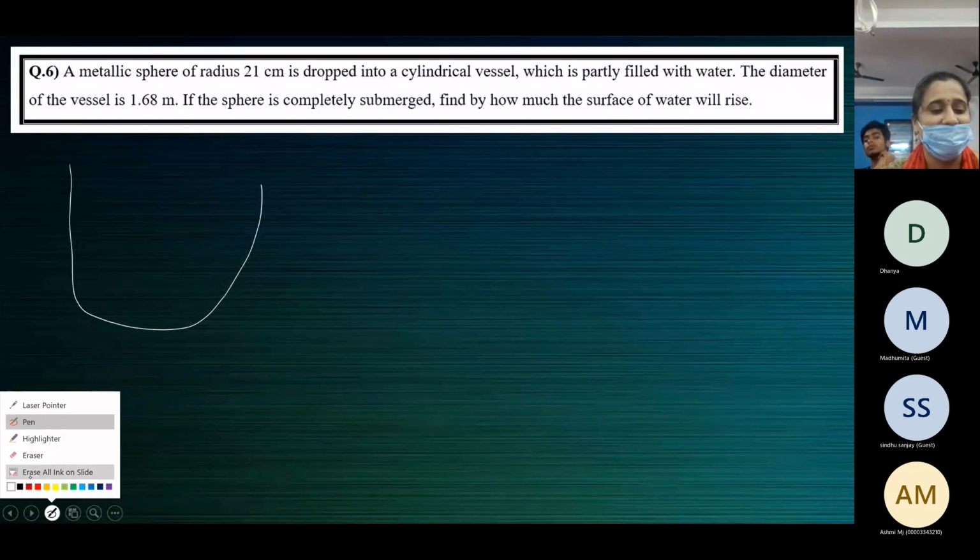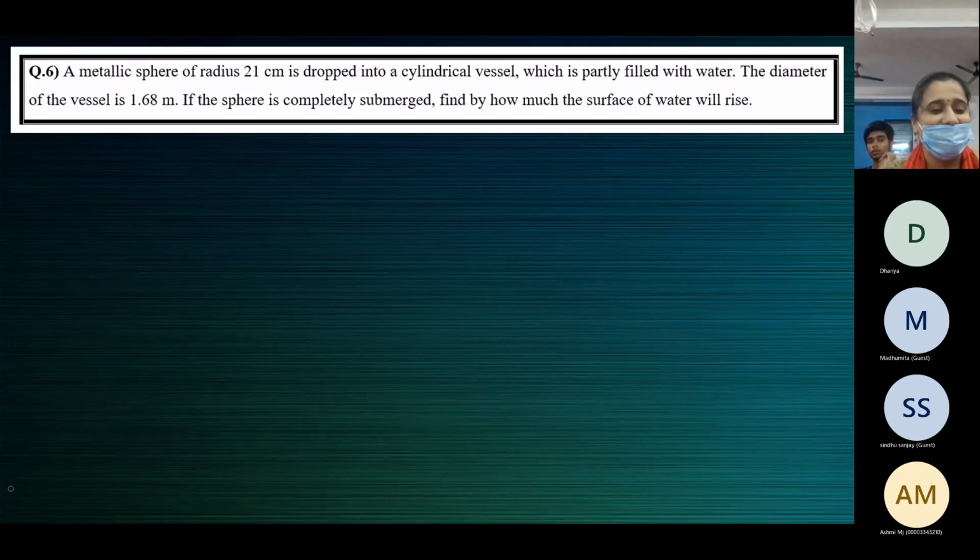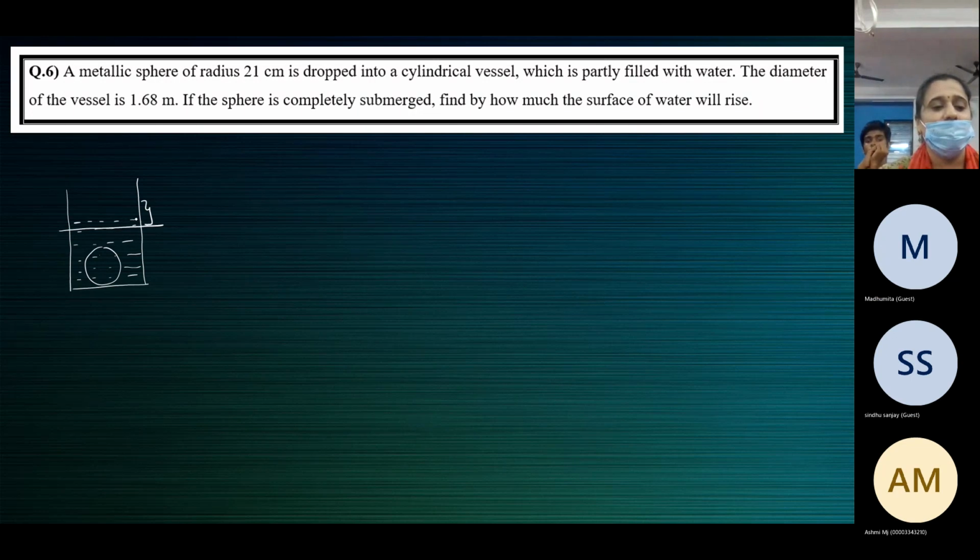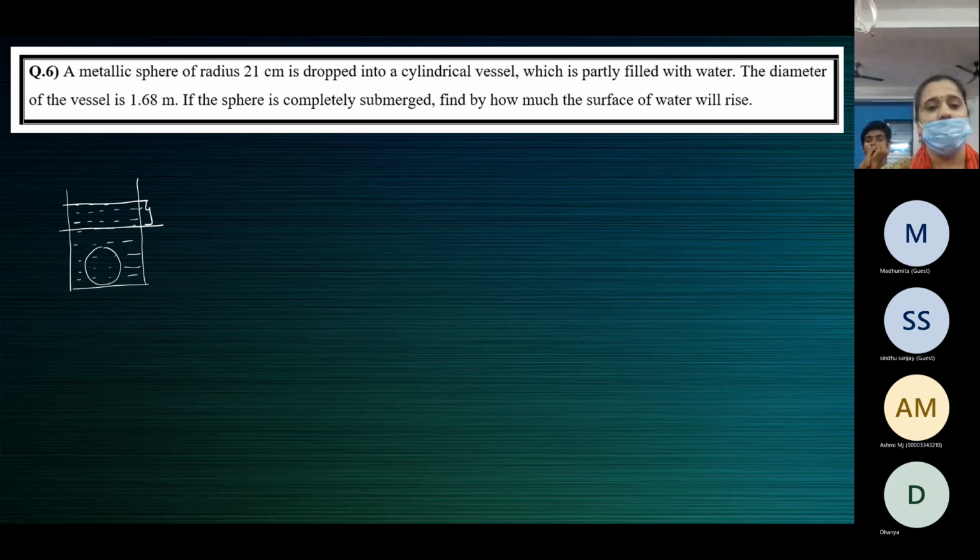See how my diagram is going. It's cylindrical, children, I'll just draw it like this. It's filled with water. This is the height of the water. The sphere is completely submerged. This is the increase in the water. It was here, and after the sphere is dropped, it comes to this point. Now what is the radius?